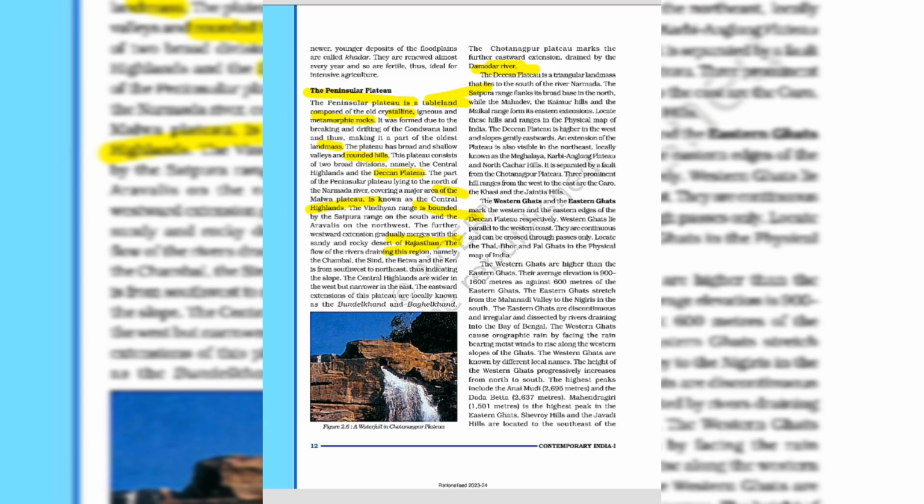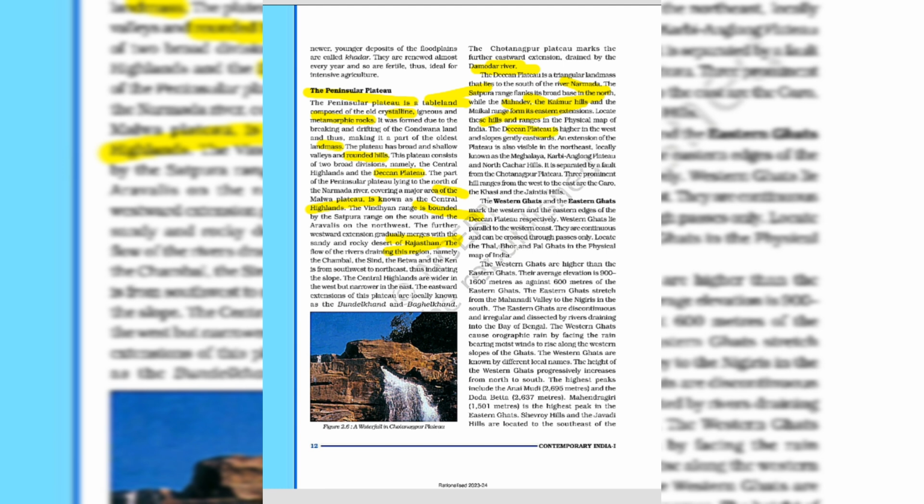And the next one is the Deccan Plateau, which is a triangular mass that lies to the south of the Narmada River. The Satpura range flanks it on the north, by the Mahadev and Kaimur Hills, and the Maikal range from the eastern extension. And on the physical map of India you see the Meghalaya.